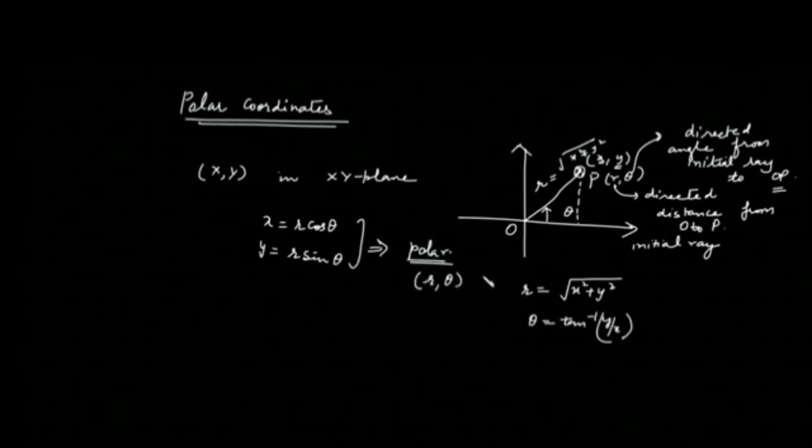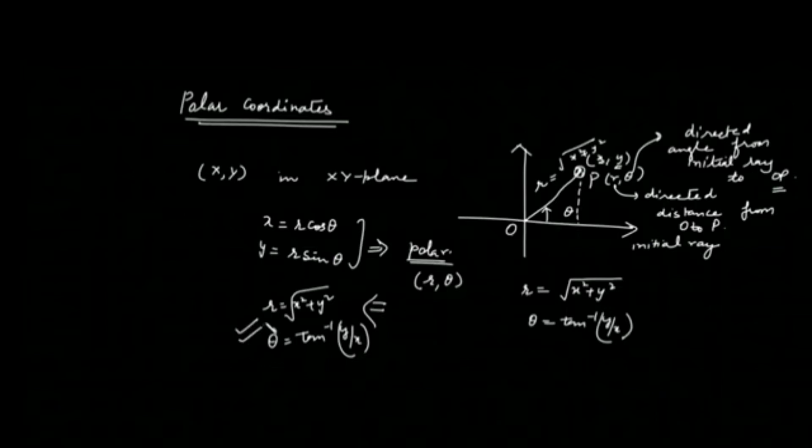Similarly, if we are having any equation in polar, we can convert it into Cartesian by substituting r to be the square root of x squared plus y squared and theta to be tan inverse of y upon x. So this is the relation between polar and Cartesian. Now just see with the help of examples.